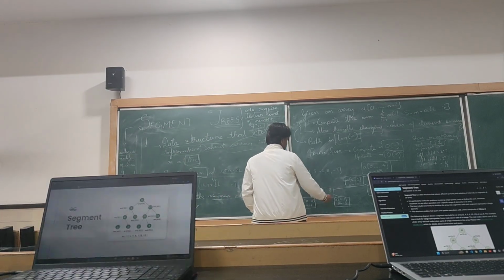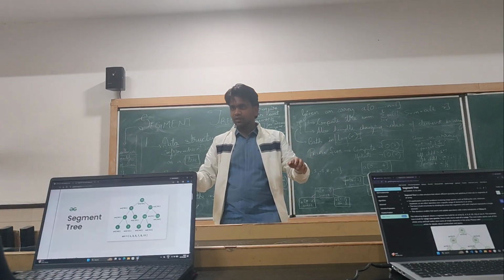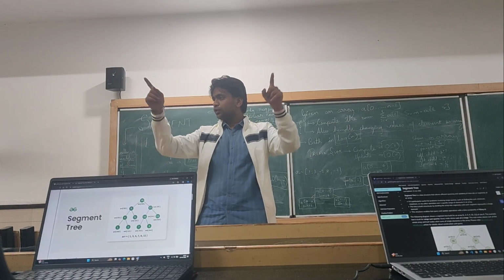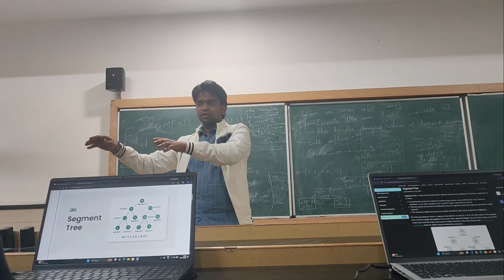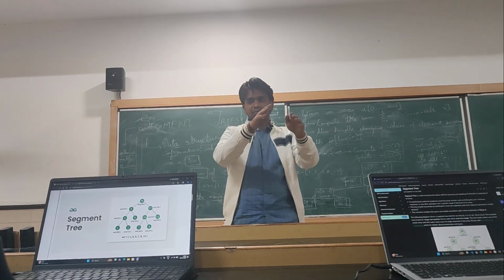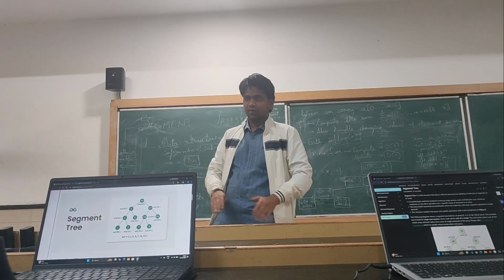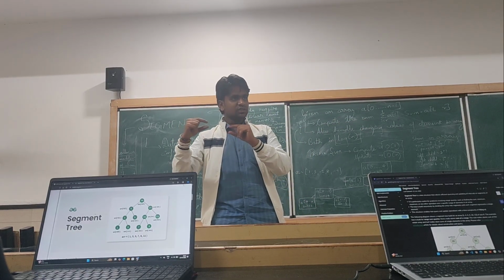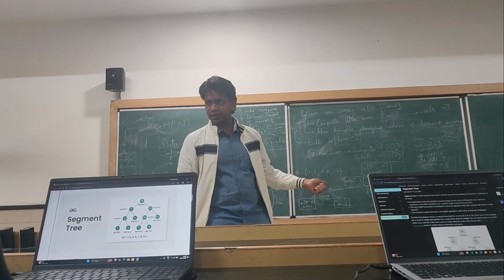Now see, every time the array gets split in half. That is why segmenting is so beautiful. The root is 0 to n minus 1, then it splits in half into 0 to n by 2 and n by 2 plus 1 to n minus 1, and then again in half, until you finally reach single elements. Every time you divide into half, right?